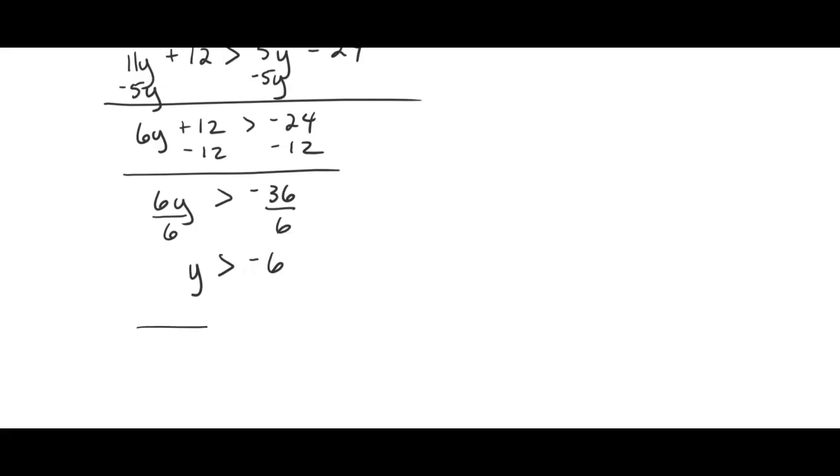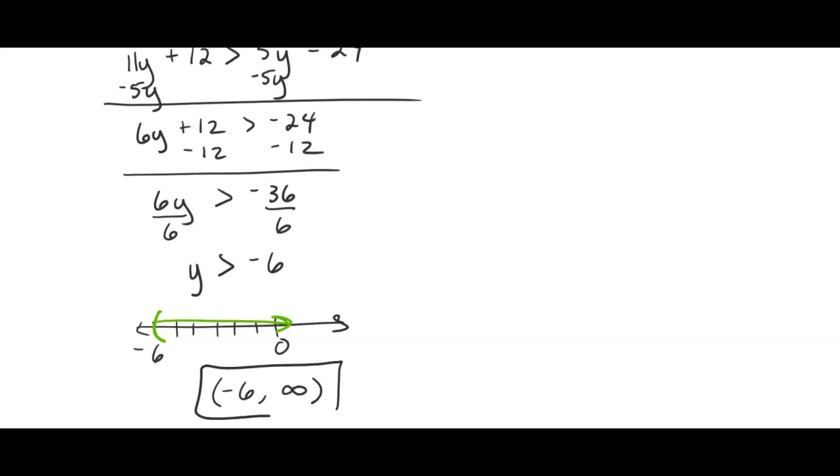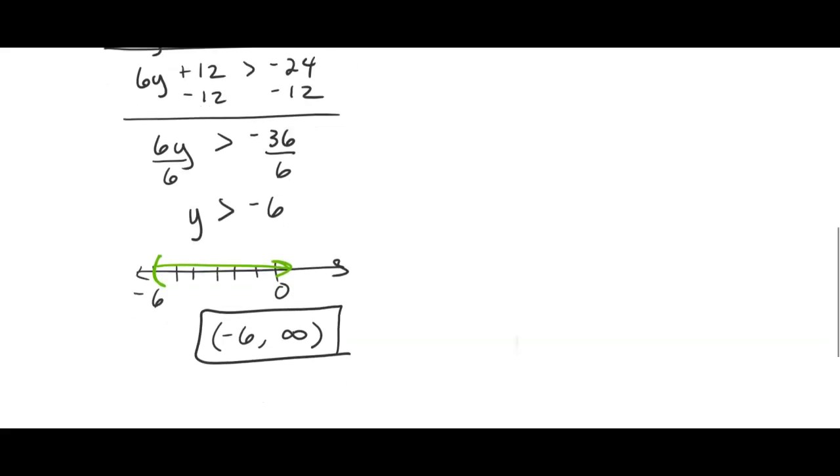Here comes the graph. So here I am at negative 6. And now I want all the numbers that are greater than negative 6 and not equal to. So I need the parenthesis at negative 6, and then greater than, so off to the right. Interval notation is going to look like parenthesis, negative 6 to infinity, parenthesis. I hope that was a fun problem. Is that it? Yeah.